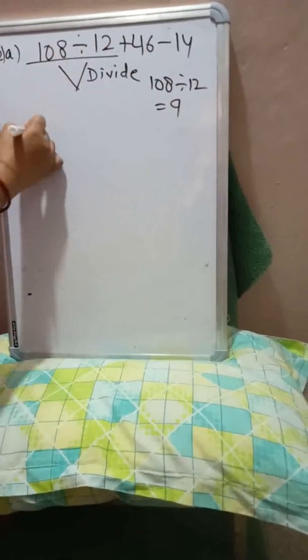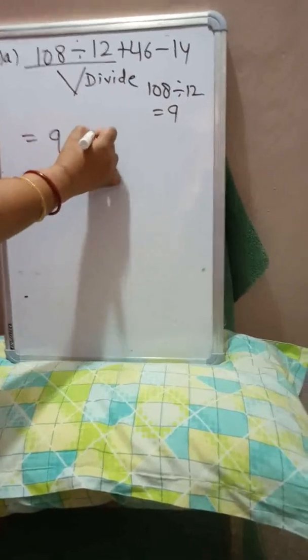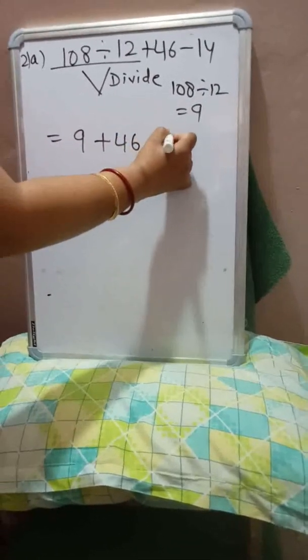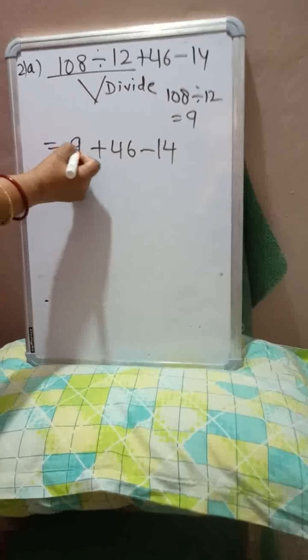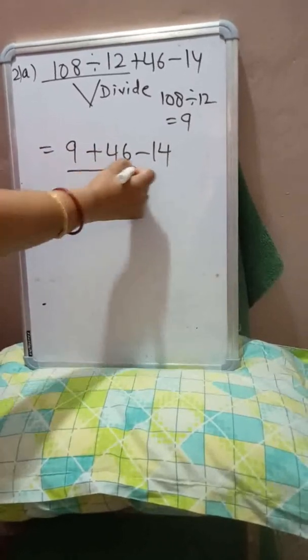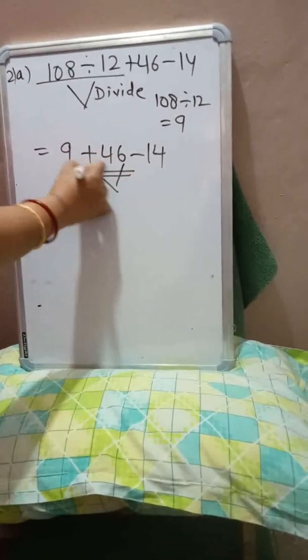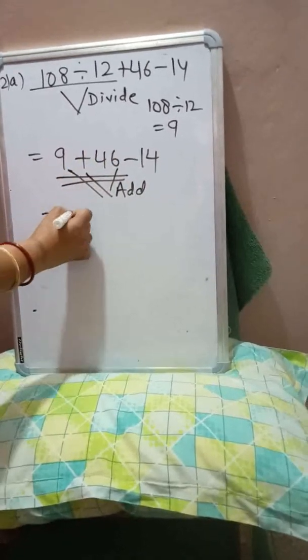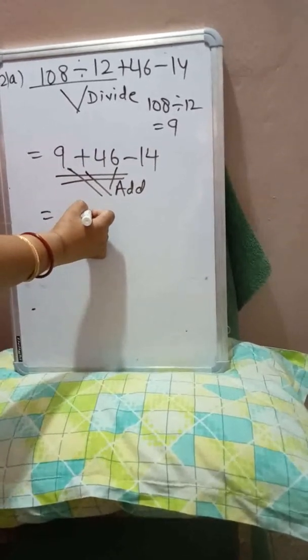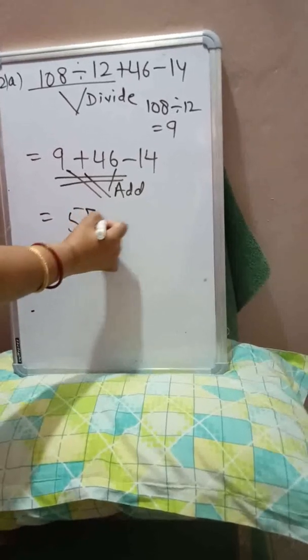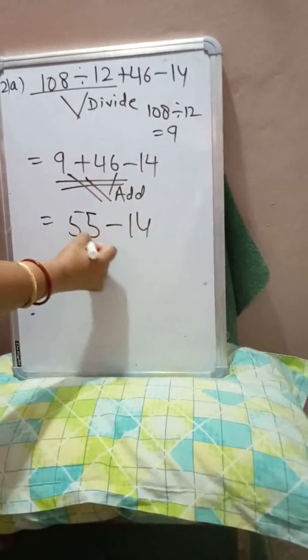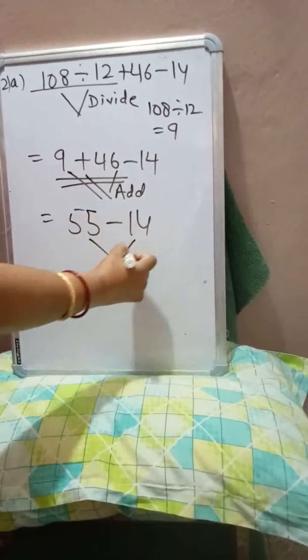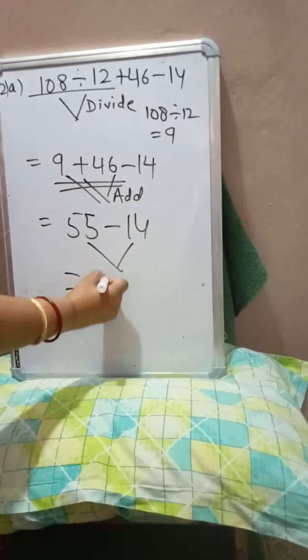For this operation I will write 9, then put plus, then 46 minus 14. Now it is clear, plus 9 plus 46. So we will do this operation second. This is addition. So 9 plus 46 is 55, minus 14. Now lastly we will do this. So 55 minus 14 is equal to 41.